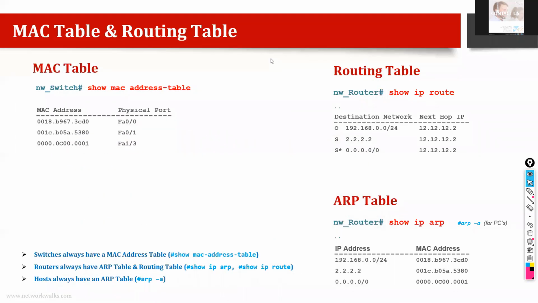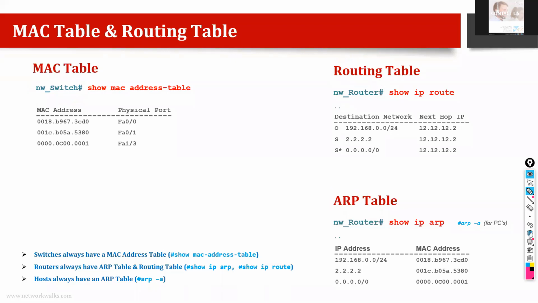Someone asked a question: what are the basic differences between the three tables? I told you, this is what we are discussing, what the difference is. The difference is, MAC tables exist on switches. Routing tables exist on routers. ARP tables exist on routers and computers.